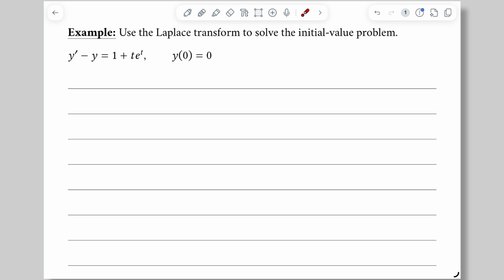Our next example is to solve the initial value problem y prime minus y equals 1 plus t e to the t, y of 0 is equal to 0, using the Laplace transform. I'd like for you to write down the result of applying the Laplace transform to both sides of this equation and then come back.